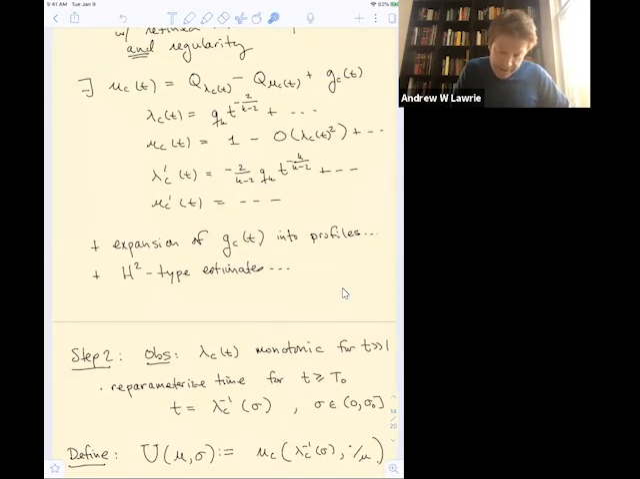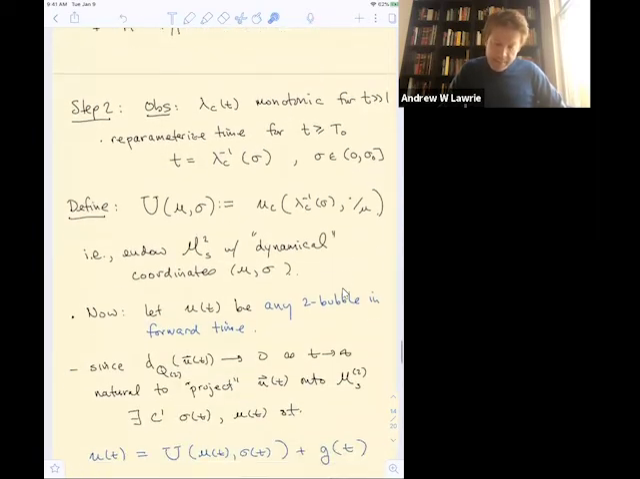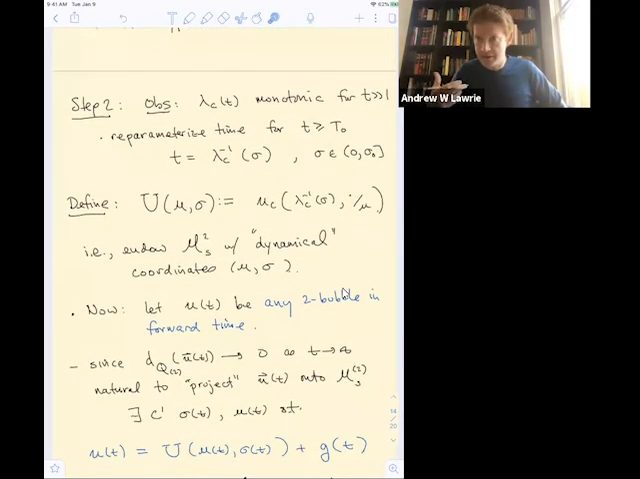One is that the scales are nice. If I can get nice control, I get nice control over the derivative of lambda. In fact, lambda is a monotonic function of time. Its derivative is strictly negative. So that means I'm going to reparameterize time using the scaling parameter. I'm going to put some nice dynamical coordinates on this manifold. So lambda_c is monotonic.